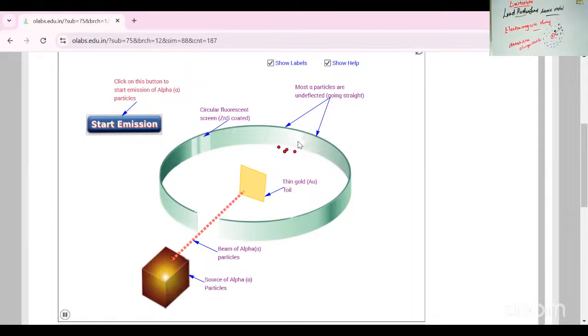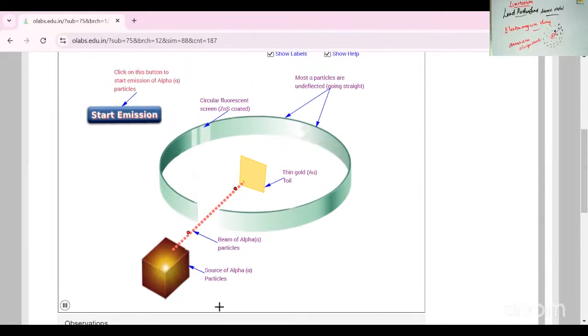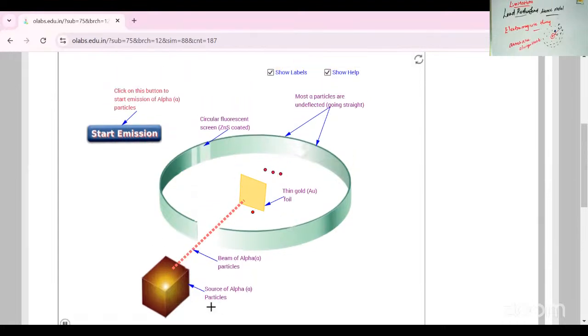Okay, the first point of this atomic structure: most of the alpha particles pass through the foil. Some alpha particles are deflected. Look at here, some alpha particles are deflected. Some of the alpha particles bounce back to the same position. From this simulation, we can clearly identify how the alpha particles move.